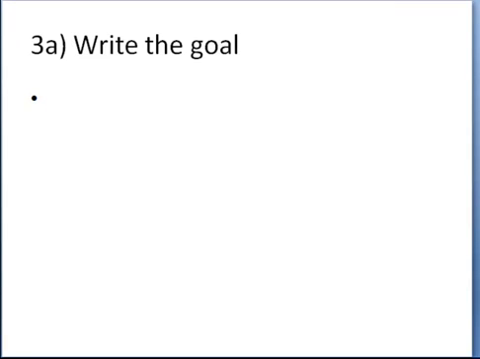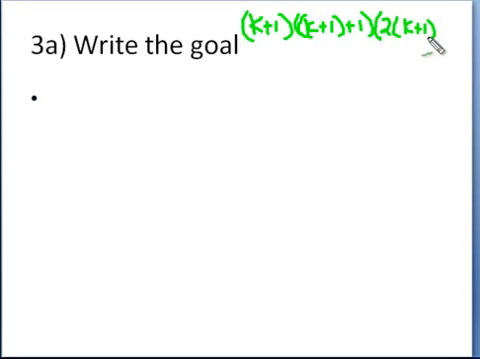Our next step is to write out the goal. Where are we going with this? So in the original sum, we now want to replace every k with k plus 1. So the goal will be k plus 1 times k plus 1 plus 1 times 2 k plus 1 plus 1 divided by 6. That's what we're aiming for.